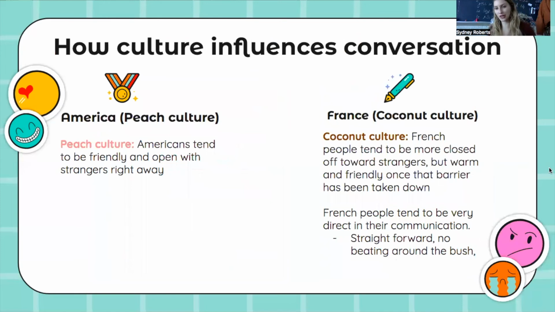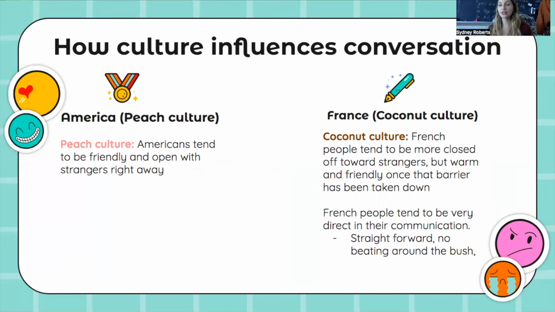And now to talk about the coconut culture. So coconut culture, like I said, has a lot to do with outsiders' perception of this culture. We see France as a coconut culture, especially as Americans, because we're a peach culture, which means Americans tend to be really friendly and open with strangers right away, sharing personal things, trying to get to know them. You know, talking to somebody in the checkout line at the grocery store is a pretty common occurrence in America.